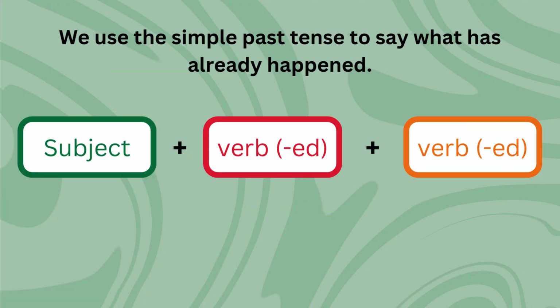We use the simple past tense to say what has already happened. To create a sentence in the past tense, we need the subject of the sentence, the action verb plus ed, and the object of the sentence.